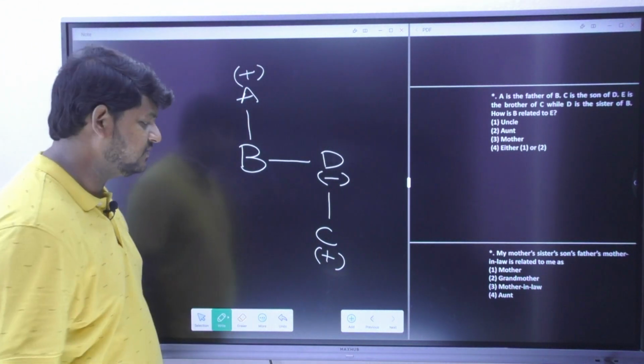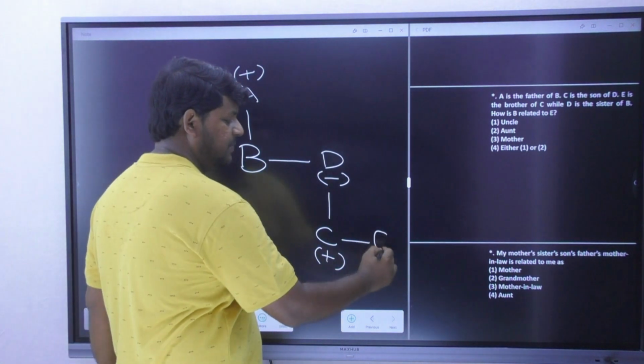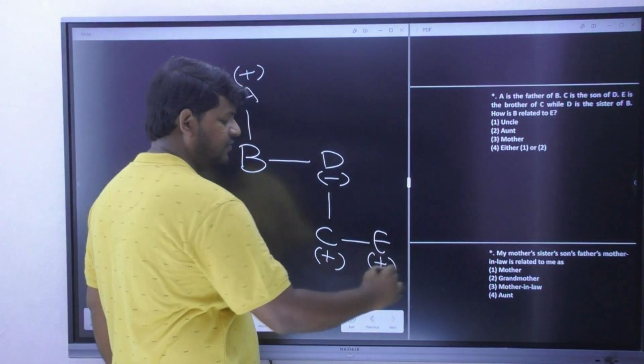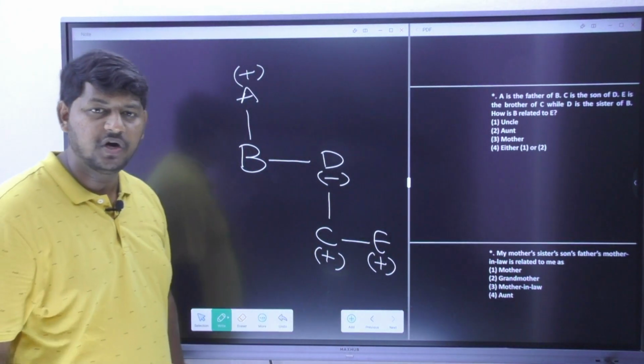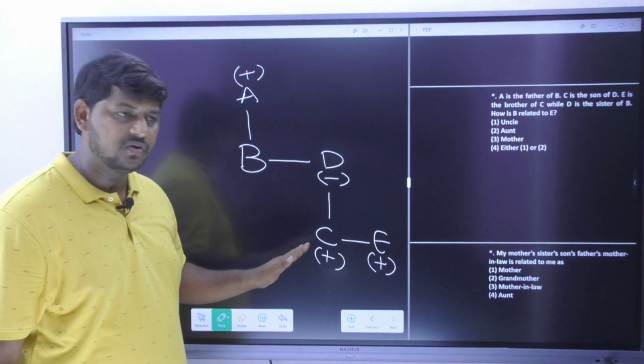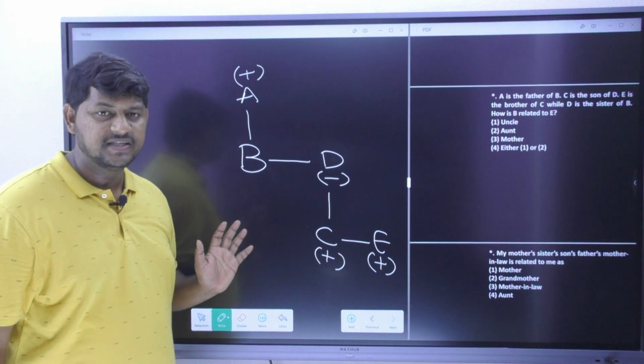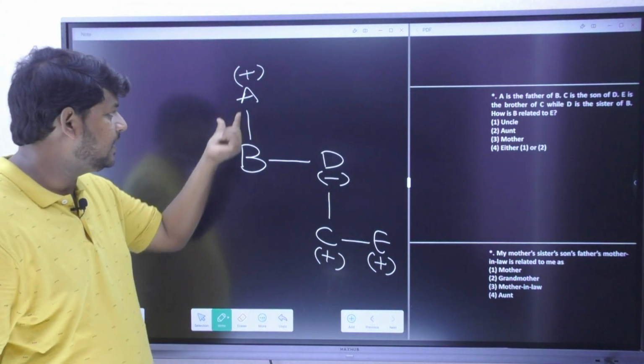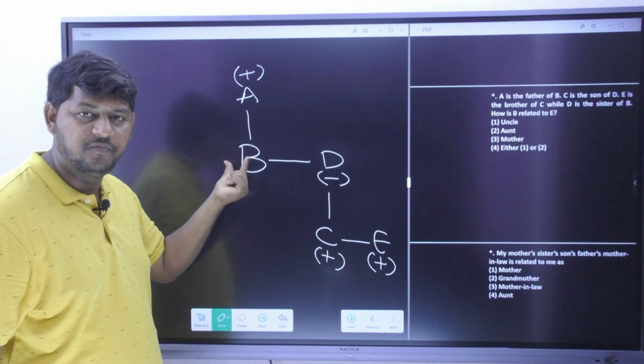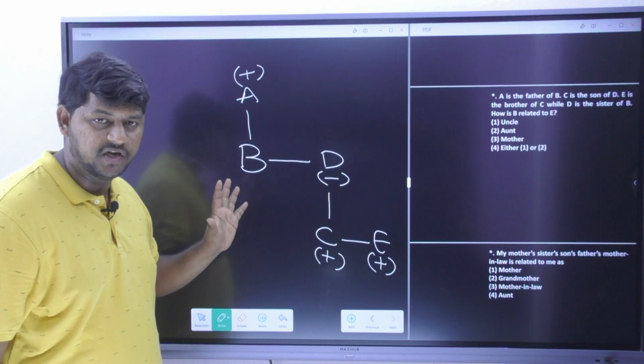Next one. E is the brother of C. Please observe here. E became the brother. So I can confirm the gender of E as what? Male. And I am also going to say both C and D are going to stay in the same generation. Now observe here carefully. A became the father of B. You cannot confirm the gender of B.